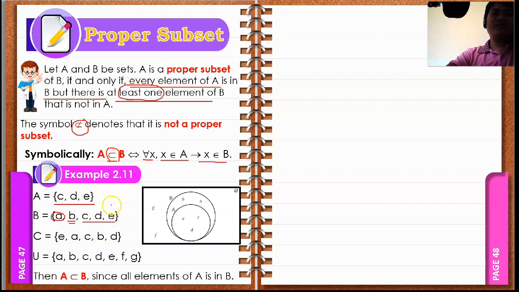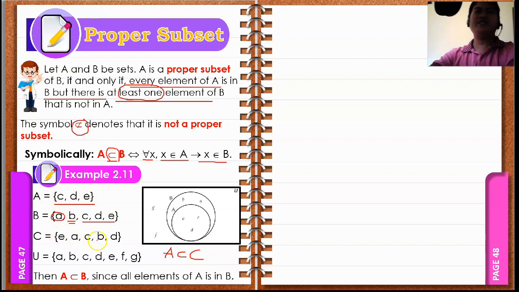Let's have another example. In this case, is A a subset of B? Or is A a proper subset of C? Let's take a look at this one. A is CDE and C is EACBD. So we have C, D, and E. In this case, set A is also a proper subset of set C.